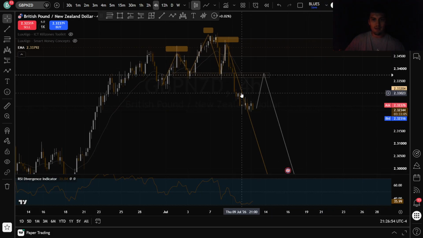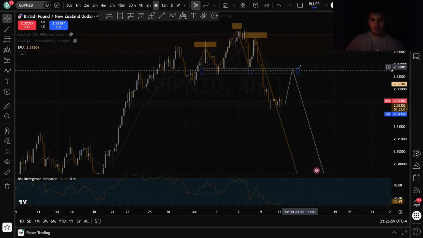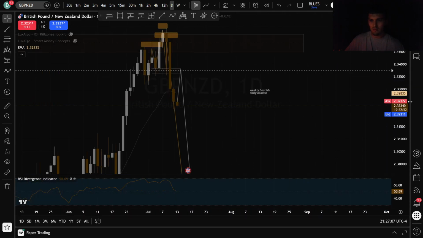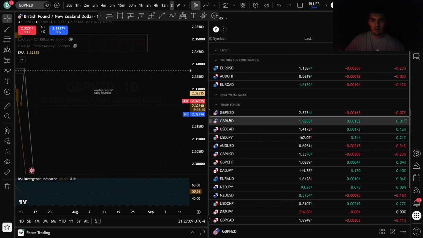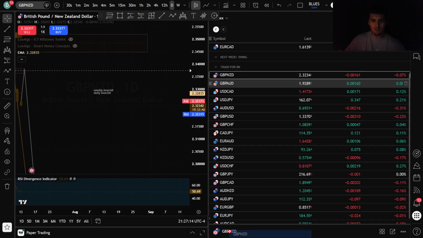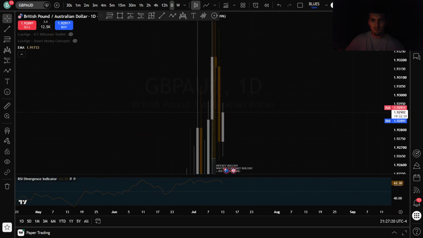So now we are at GBP NZD. We're coming back up to want to sell in that zone. So our weekly is bearish and our daily is bearish. Cool. So that's going to stay there. Now we're going to drag that down as well, right above AUD CAD. So we're going to go to GBP AUD.